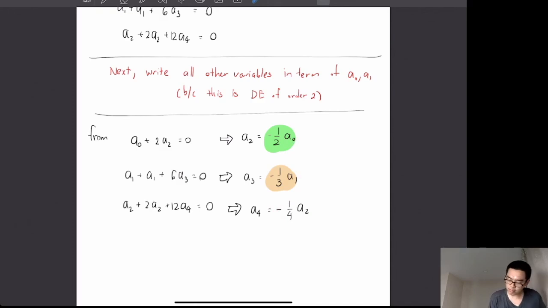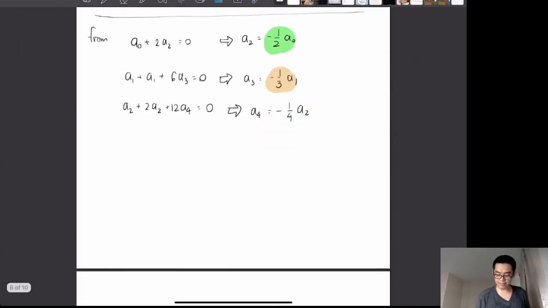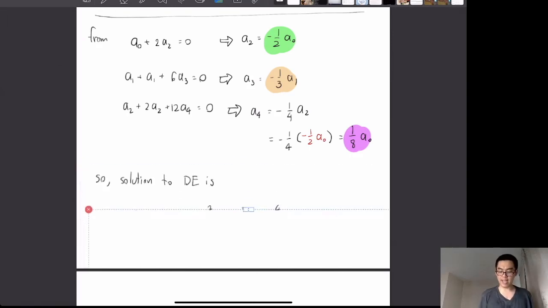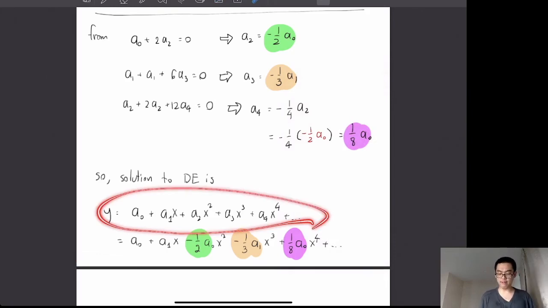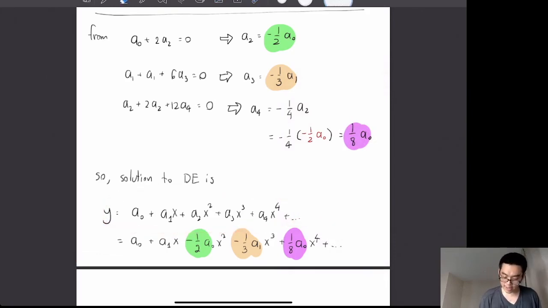So what do we do? Well, we know that a2 equals something in terms of a0, so we can substitute this in here, and we get 1/8 a0. The same thing happened to the previous equation too, but I didn't explain it clearly. This is the general form, and then you substitute in the form that you have. With a1 and a0, that is fine, because a second order differential equation can have 2 constants.